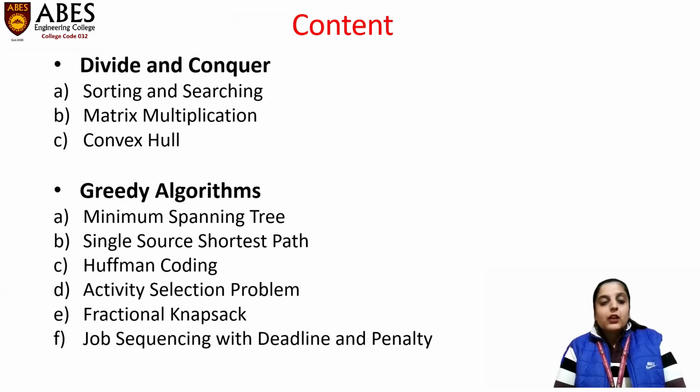And in this greedy algorithm, we're going to study about 6 applications of greedy approach. One is minimum spanning tree, and inside this minimum spanning tree, we're going to cover 2 approaches. One is Kruskal approach and another one is Prim's approach. After that, we'll move to single source shortest path algorithms. And in this particular approach also, we'll discuss 2 algorithms. One is Dijkstra algorithm and another one is Bellman-Ford algorithm. And after that, we'll move to Huffman coding. Then we'll solve activity selection problem, fractional knapsack, and job sequencing with deadline and penalty.